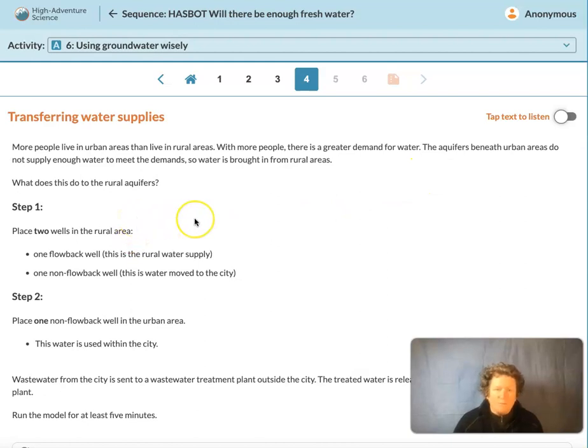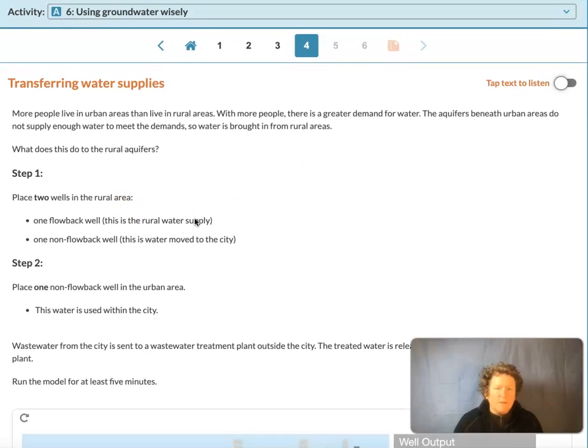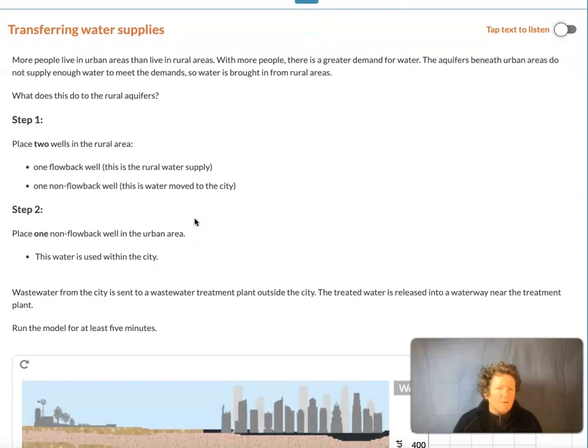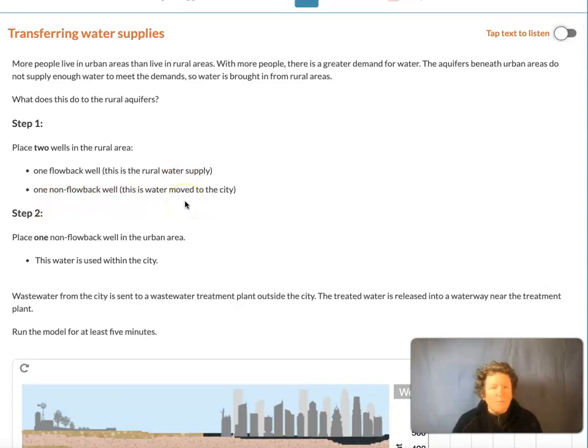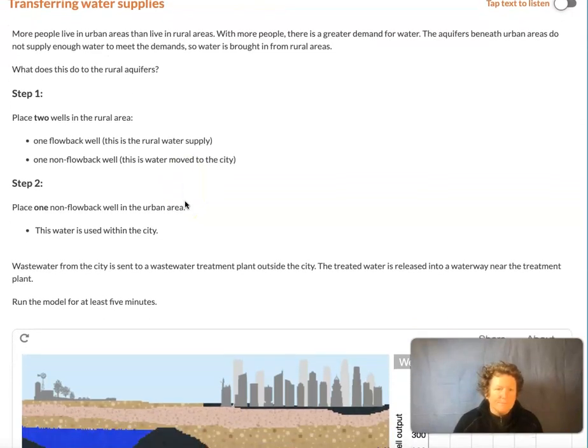What does this do to rural aquifers? Place 2 wells in the rural areas. One is a flowback well. This is the rural water supply. One is a non-flowback well. This water is moved out to the city, away from the aquifer.